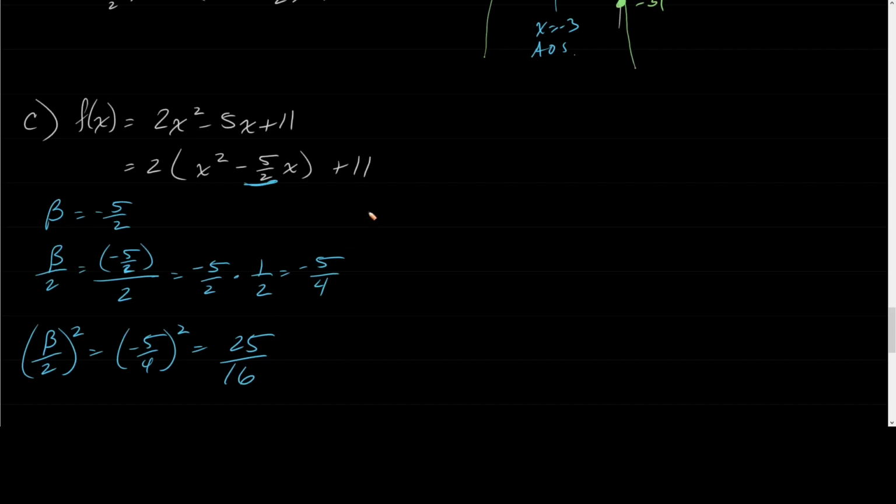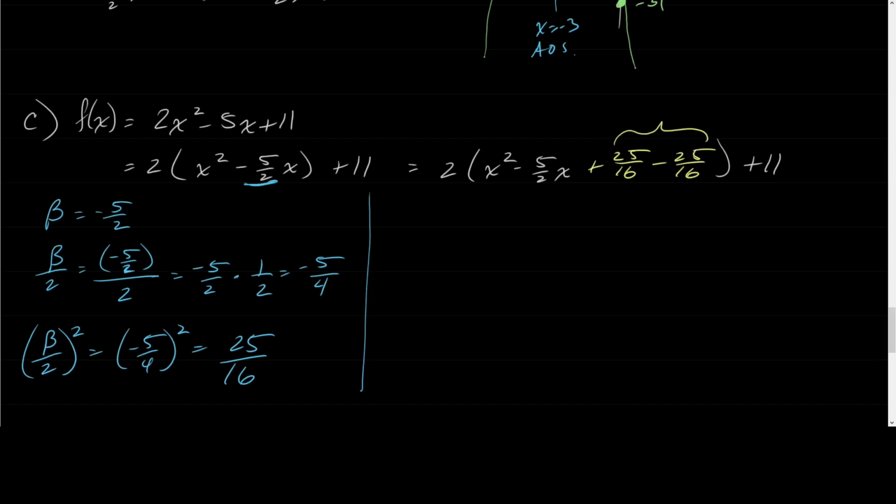So at this point, what are we going to do with this? We're going to add 0. So we have 2 times x squared minus 5/2 x. And here's where we add 0: plus 25/16 minus 25/16. And we still have plus 11 on the outside. Notice there that in yellow, that's just adding 0.